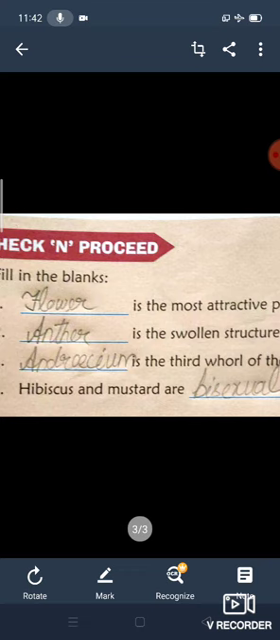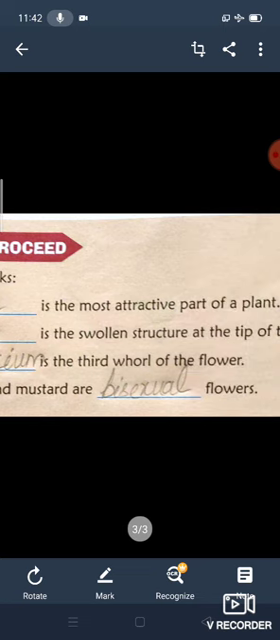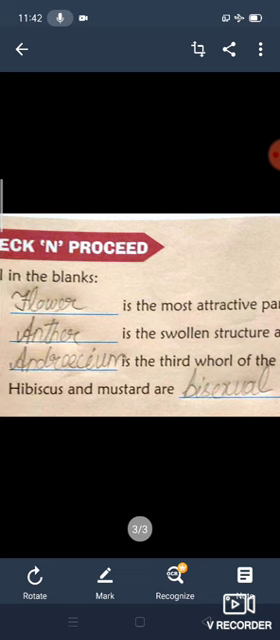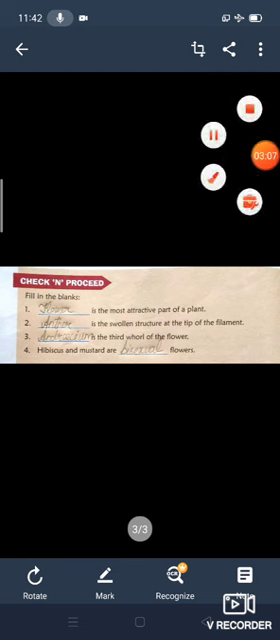Hibiscus and mustard are dash types of flowers, children, because hibiscus and mustard flowers are having both androecium and gynoecium. That's why we can say they are bisexual flowers. Okay, hibiscus and mustard are bisexual flowers. So these are the answers of this Check and Proceed, children. Now we will see the exercise.